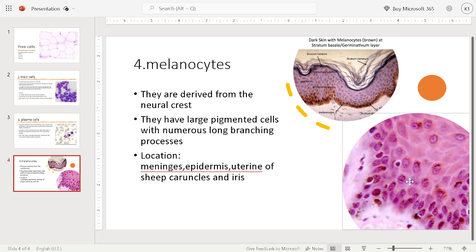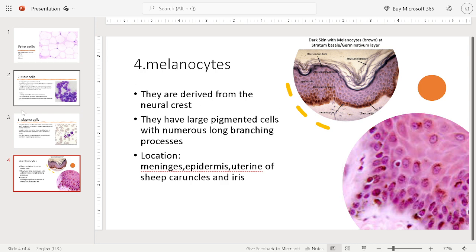Here we have another slide which shows those melanocytes. This one is a very nice melanocyte with a nucleus, as you see. This is a nice melanocyte. This is another melanocyte. I like it so much because it's so nice. As you see, this is the pigment appearance, and this is the nucleus.